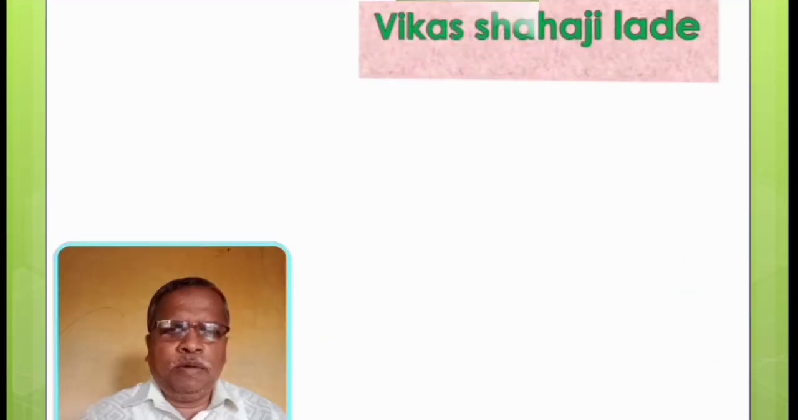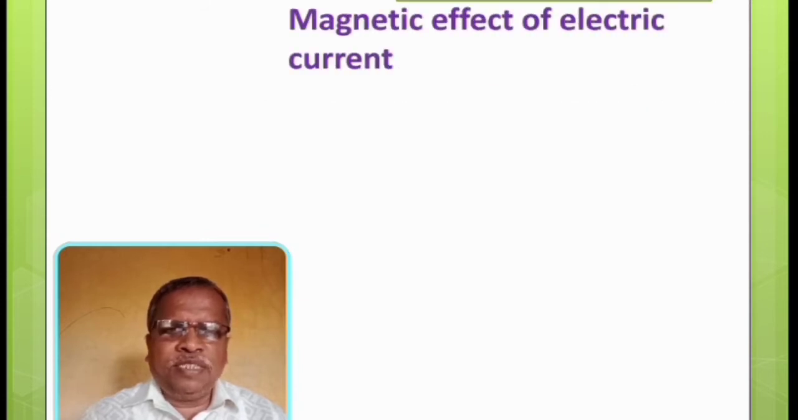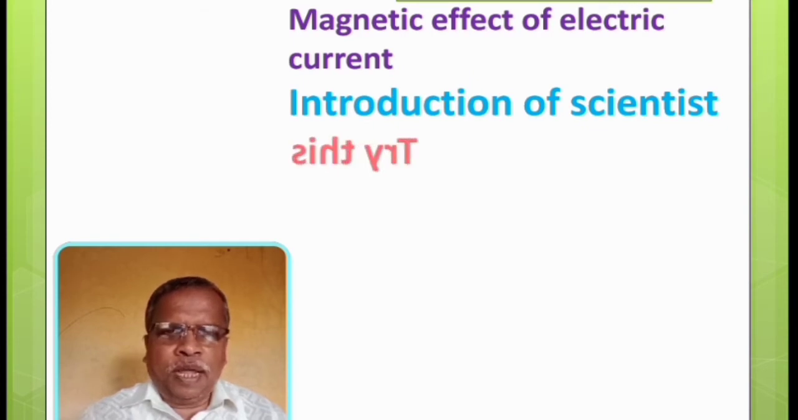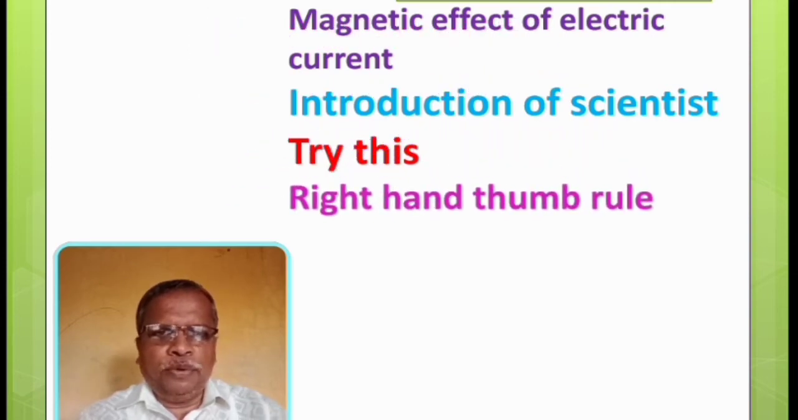Hello student, let's start for standard 10 subject science and technology part 1 chapter number 4 effect of electric current. Today's my first point is magnetic effect of electric current. Second, introduction of scientist Hans Ørsted. Third point, try this. Last point, right hand thumb rule. Thank you.